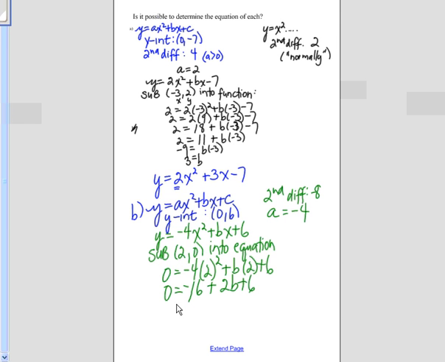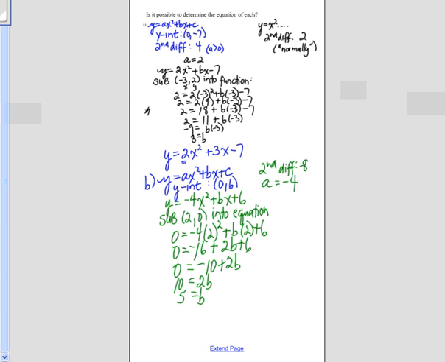We have 0 equals minus 10 plus 2b. Add 10 to both sides. Divide both sides by 2. And we have b equals 5. Final answer, y equals minus 4x squared plus 5x plus 6. Who knew?